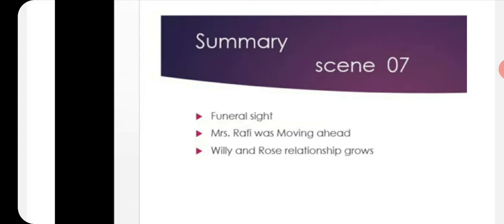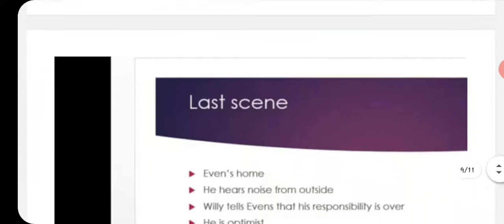In scene 7, that is the funeral site, and Mrs. Rafi is moving ahead, and Willie and Rose's relationship grows. They talk to each other. They talk about the Collinses, the fortunes of the Collinses, and the bad fate of the Collinses. And now they both, Rose and Willie, are in love with each other.